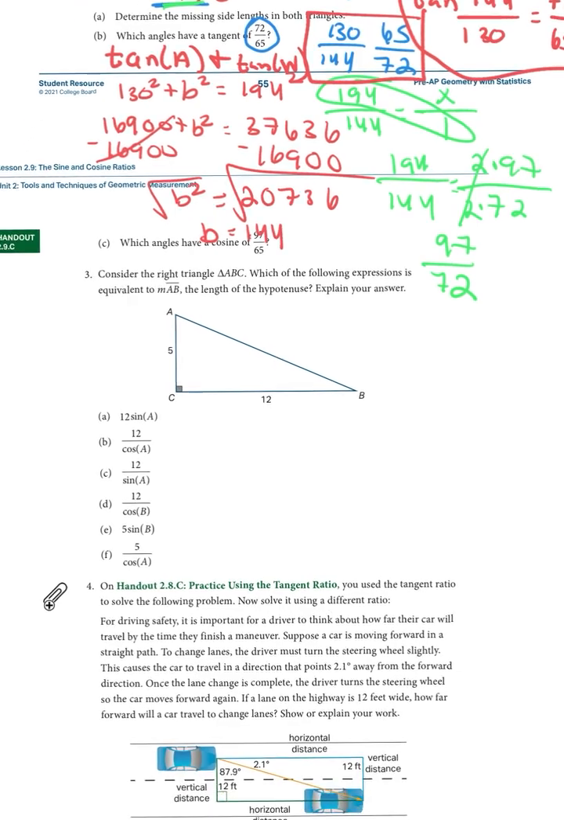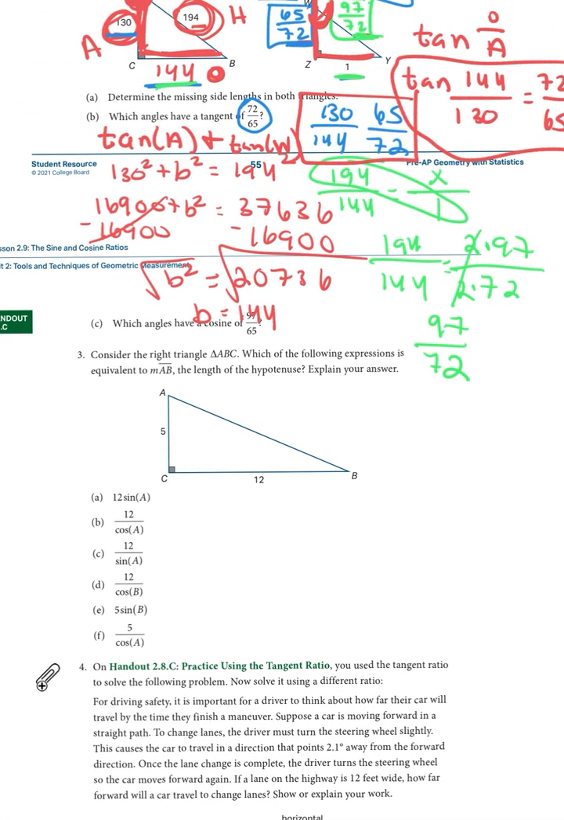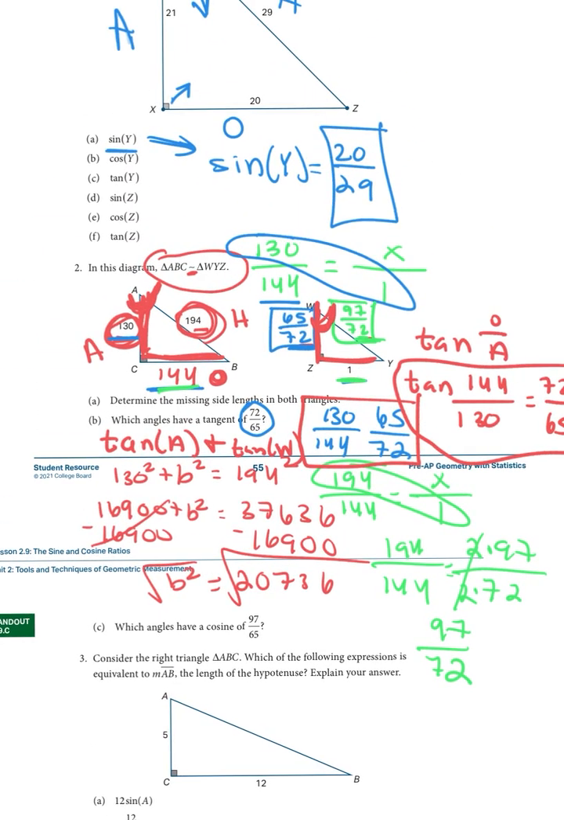All right, moving on. Which angles have cosine of 97 over 65? Did we have a 97 here? Yeah, I think we did. Let me see, 97 over 65. So right here, let me use my pointer. I see a 97 right here.